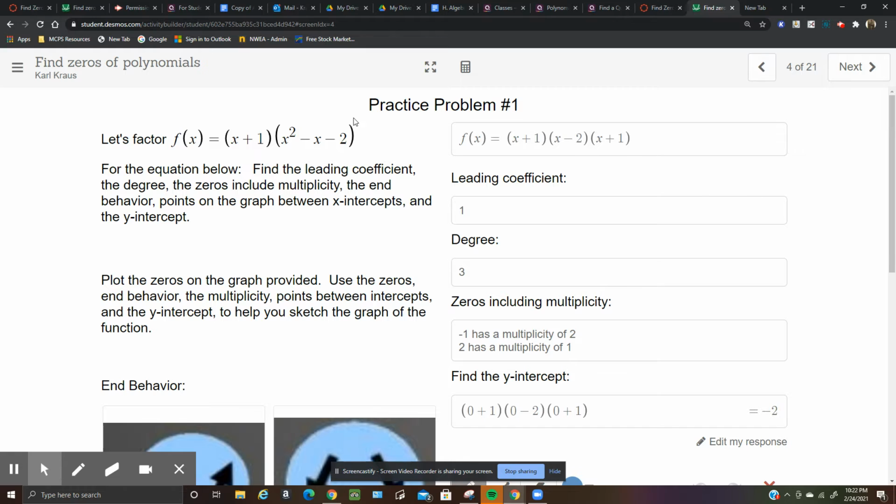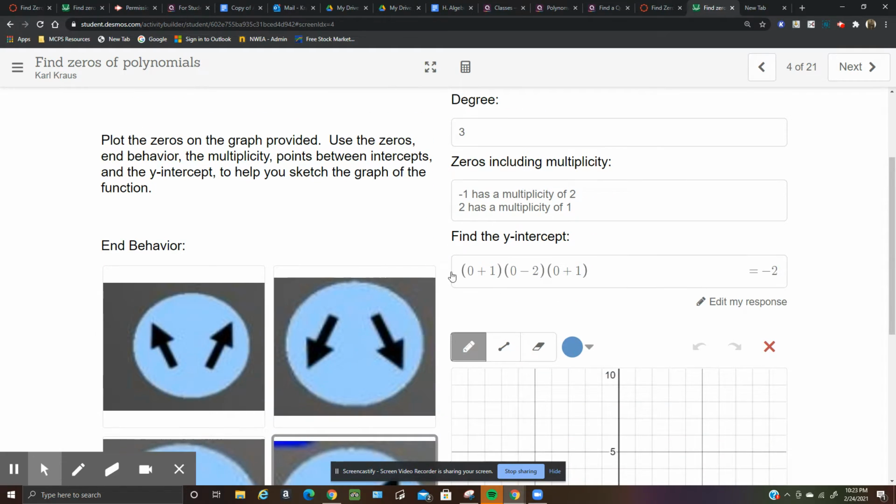Number 4, factoring this here. The factors of -2, they give me a 1 or -2 and +1. So same as the previous slide. Then the leading coefficient is 1. The degree 1 plus 2 is 3. -1 here has a multiplicity of 2 because it's 2 different places here. And then 2 right here has a multiplicity of 1. Plug in a 0 for x to get the y-intercept is -2.